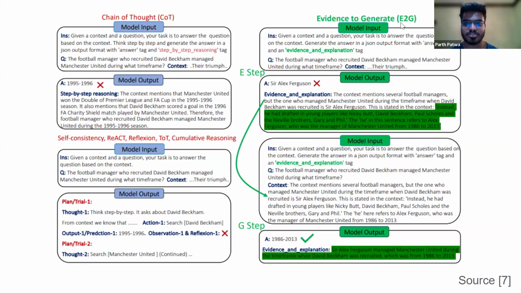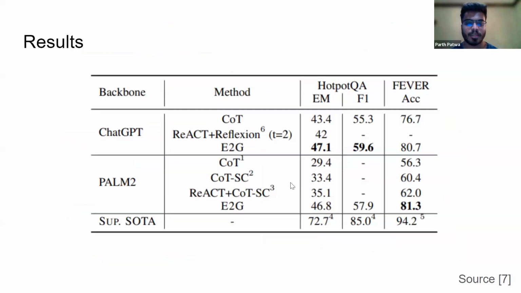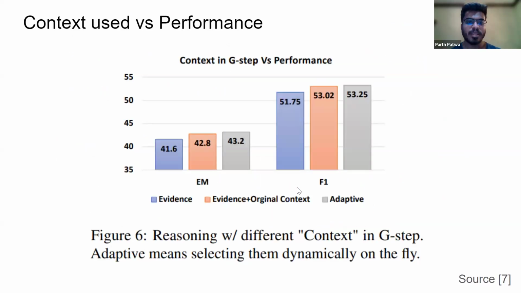So in evidence to generate, in the evidence tab, we are first fetching the exact context from the retrieved context. That context we are again giving to generate more evidence, and that is finally given to answer the question. So this is like a two-step process. And some application study is that what sort of evidence are we providing?